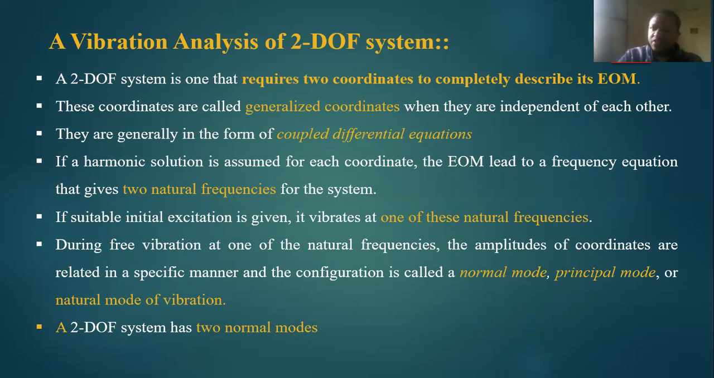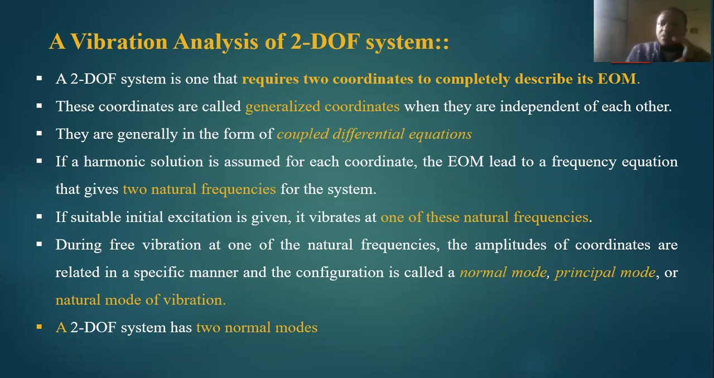So for a 2-degree of freedom motion, we have two natural frequencies. One is the smallest natural frequency, which is the one we start to design or understand carefully. During free vibration at one of the natural frequencies, the amplitudes of the coordinates are related in a specific manner, and the configuration is called a normal mode. So we have normal modes, which are the vibration modes.